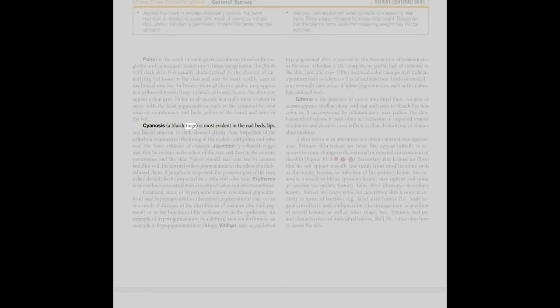Cyanosis, a bluish tinge, is most evident in the nail beds, lips, and buccal mucosa. In dark-skinned clients, close inspection of the palpebral conjunctiva, the lining of the eyelids, and palms and soles may also show evidence of cyanosis. Jaundice, a yellowish tinge, may first be evident in the sclera of the eyes, and then in the mucous membranes.